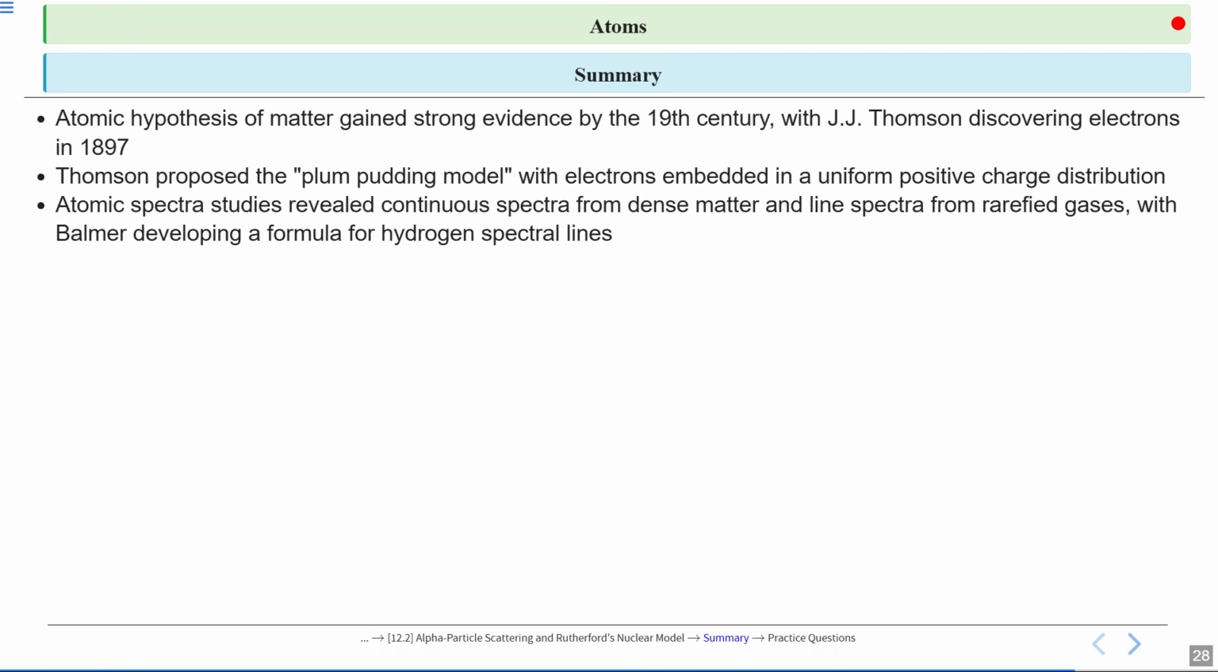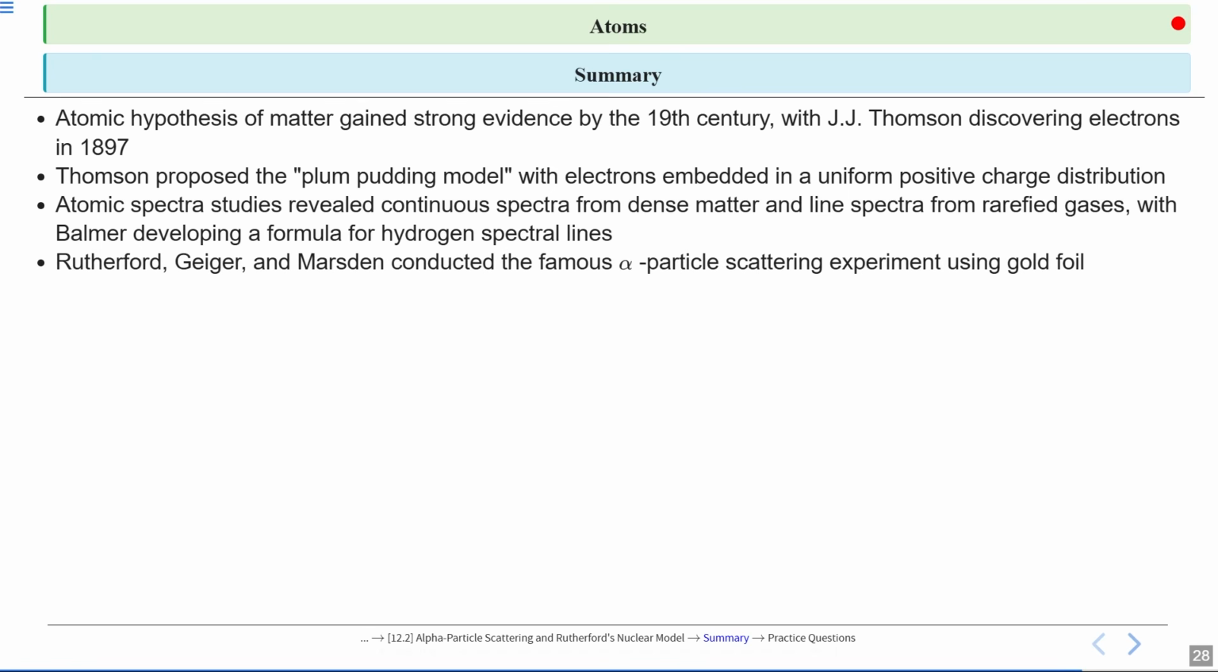Scientists study atomic spectra. When they looked at light from dense materials, they saw continuous spectra, but rarefied gases produce line spectra, distinct lines of color. John Balmer developed a formula to predict the wavelengths of hydrogen spectral lines. In this formula, each variable represents a specific energy transition in the hydrogen atom, and the wavelengths are measured in meters. So we will see that empirical formula in the further lectures.